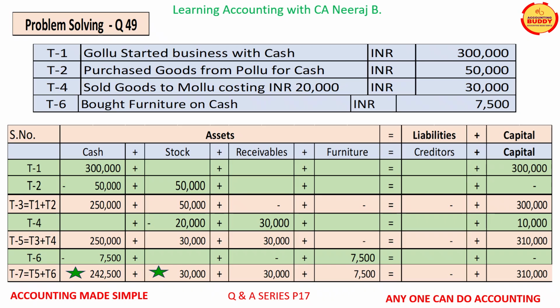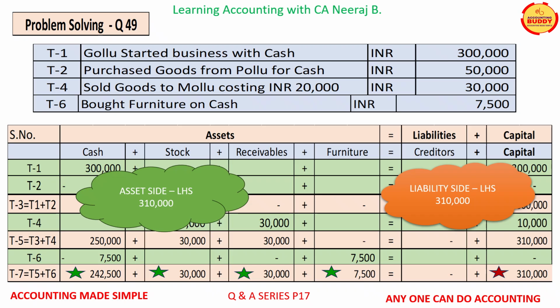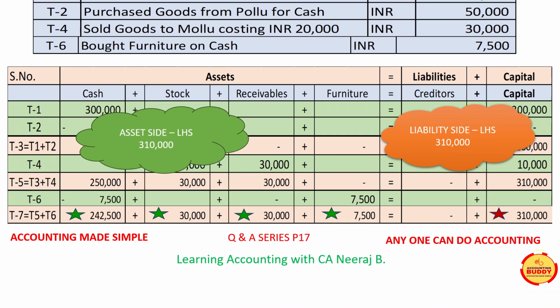242,500, stock 30,000, receivables 30,000, furniture 7,500, totaling to the total assets of 310,000 on the left hand side, and we will have the capital of 310,000 on the right hand side of the accounting equation. Please note that the value of accounting equation will change with every business transaction. However, the left hand side will always remain equal to the right hand side of the accounting equation.